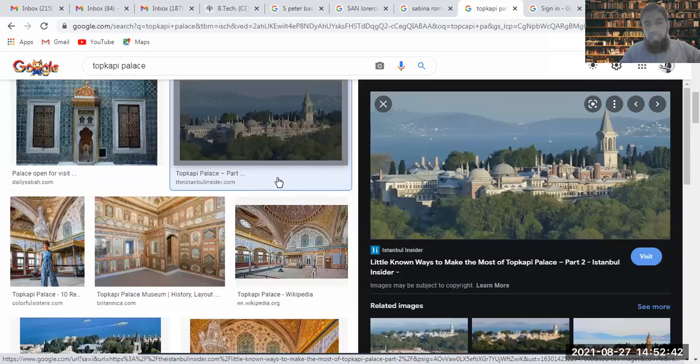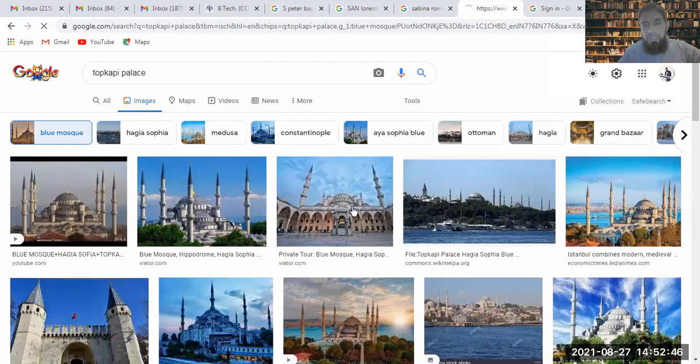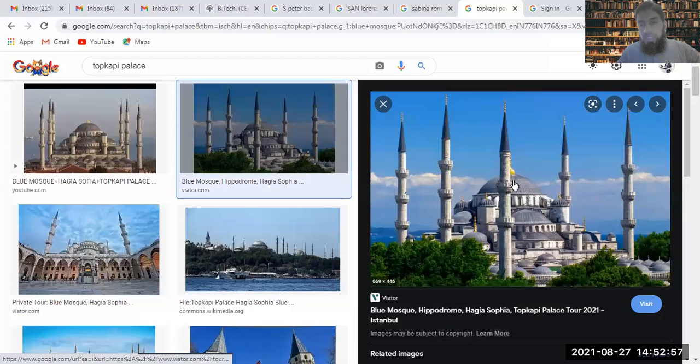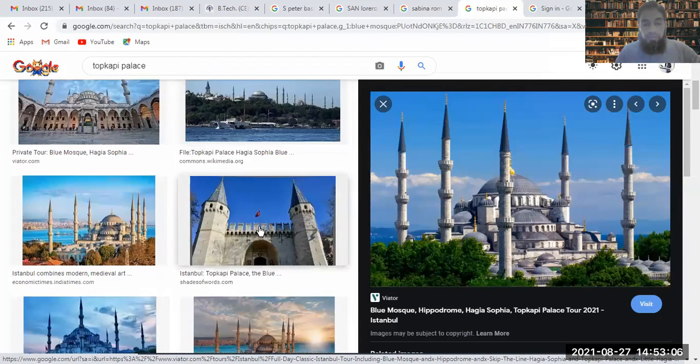So these palaces, there's the Blue Mosque. Now it resembles the Hagia Sophia. On the other side, you have the Blue Mosque. So that has features quite similar. And the minarets have also been used, which were not initially in the Hagia Sophia. And there are many more palaces in the architecture of the Turks.